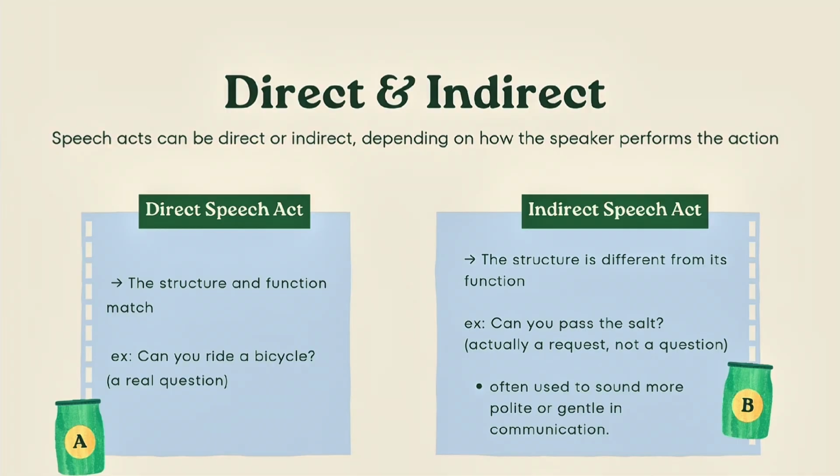For example, can you ride a bicycle? It's a real question to ask about your ability. But in indirect speech acts, the structure or the form and the function do not match. For example, can you pass the salt? The form is a question, but the actual function is a request. Indirect speech acts are often used to sound more polite or gentle in communication.